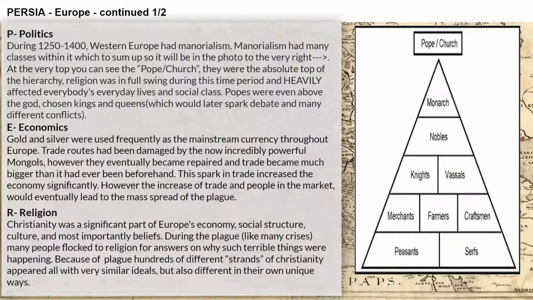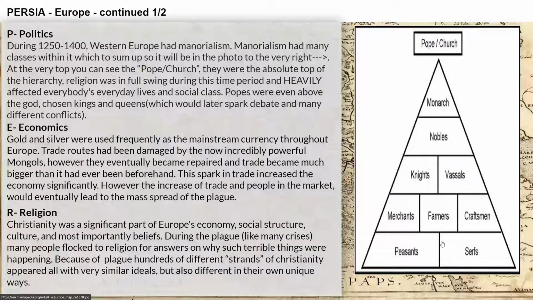During 1250 to 1400 AD, Western Europe had manorialism, and manorialism had many classes within it, too much to sum up, and therefore I put this image here which basically sums it up. The Pope and the Church and the monarchs are really even, although there were many different power struggles that led to many different conflicts, which were usually known as the Great Schism. That was the big one.